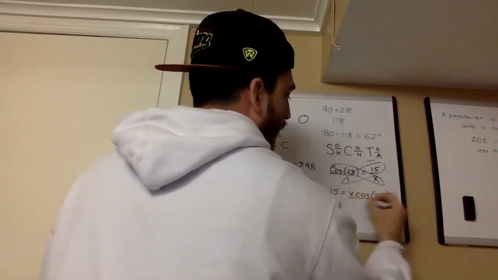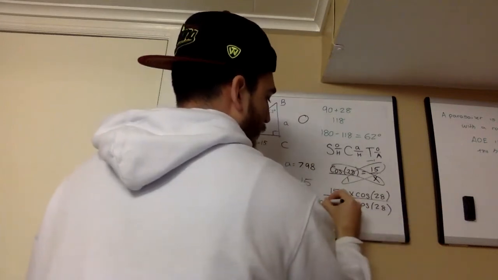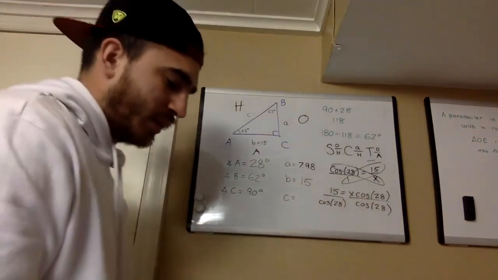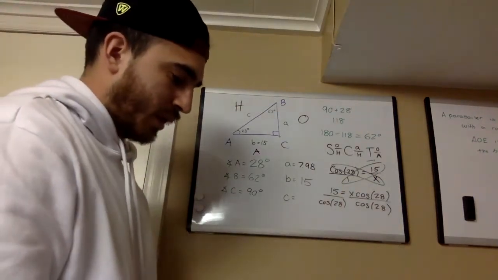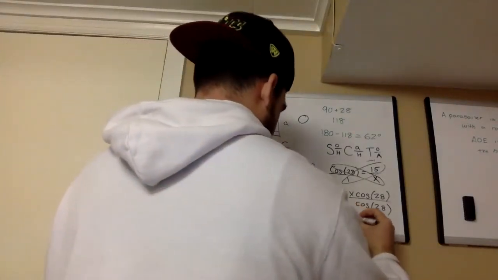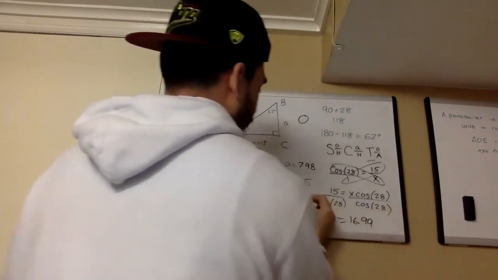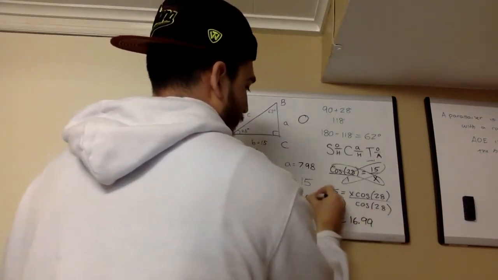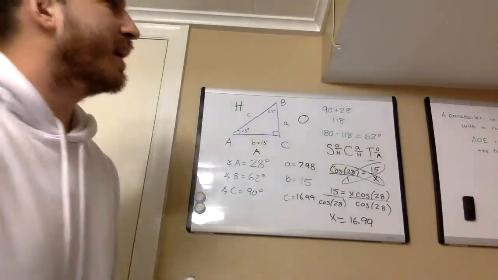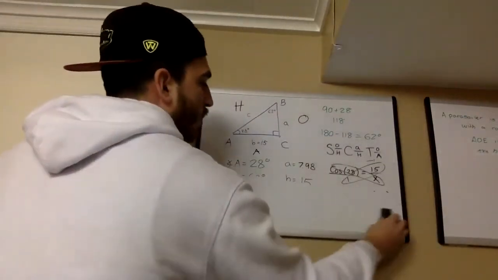And then you just divide out the cosine of 28. So once you divide that out, you could just put into your calculator 15 divided by the cosine of 28, and you end up getting x is equal to 16.99. And that's how you do this type of problem. There's one more problem that you guys have in your homework. So let me get rid of all this. And that is a word problem.